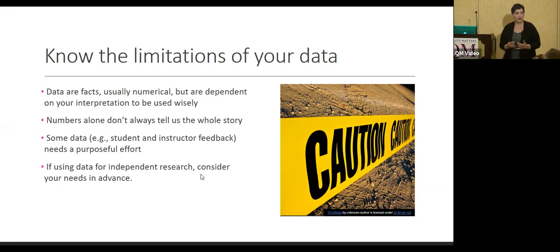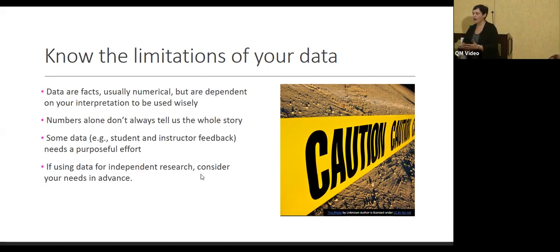Some data, so we already talked a little bit about student and instructor feedback, it needs a purposeful effort. It either needs faculty really saying, I'm going to do this for myself in the course, or bringing that up to the institutional level and saying, how can we do this as an institution? How can we better hear the voices of our students? If you are using data for your independent research, really consider your data needs in advance, right? Far too often, especially when we're doing research and online learning, we know what we want to research. We know what the research question is. We do the lit review. We have everything designed and set up. Everything goes beautifully, right?